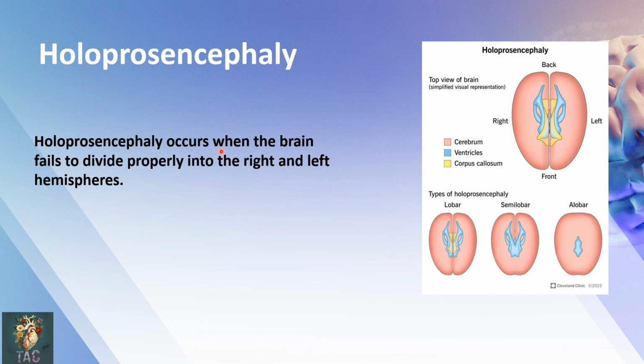Holoprosencephaly occurs when the brain fails to divide properly into right and left hemispheres. So both the hemispheres, to some extent, are joined to each other, and there are different varieties of this holoprosencephaly, in which the extent to which they fail to divide varies. In some cases there may be two separate lateral ventricles present, but in the severe form the lateral ventricles may be fused together forming a single large ventricle, the condition called alobar holoprosencephaly.